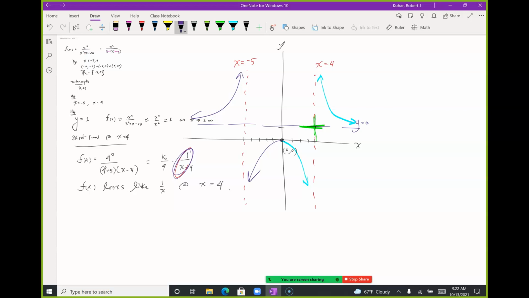But who cares, really? I want to be able to see it. I know what 1 over x looks like. Everyone should. So I'm just shifting the origin over to where my horizontal and vertical asymptotes meet, and then I should see that 1 over x piece.